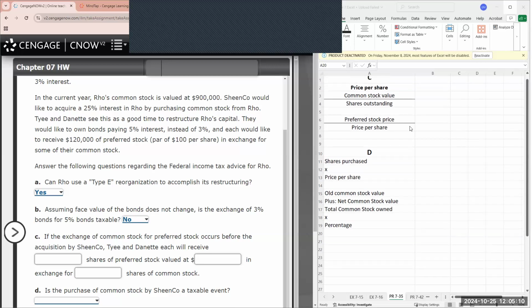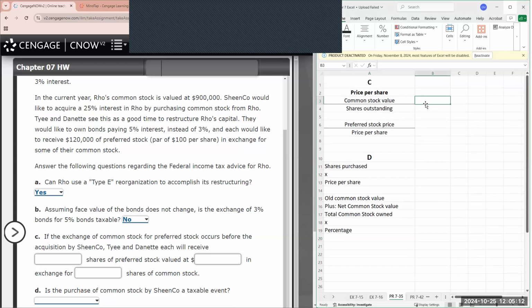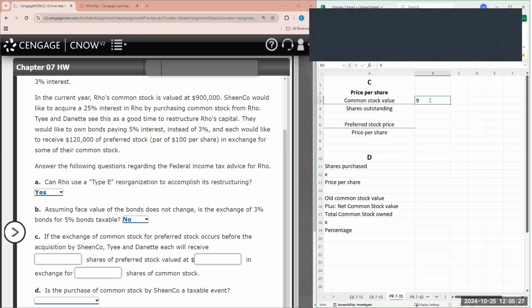So in order for us to answer question C, we need to consider the value of the common stock. We want to determine the per share price. The common stock here is valued at 900,000, so we have the 900,000 in our numerator. And we need to determine the shares outstanding. Based on the problem, there are 15,000 shares outstanding.